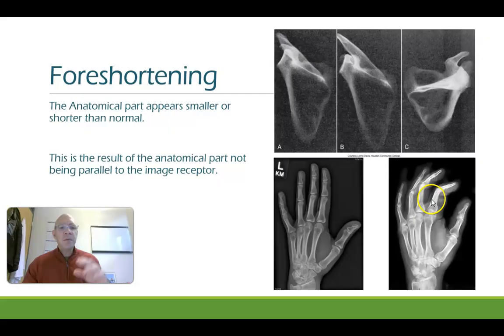So if you're the type of person who just does their oblique hand and their fingers are curled and they're going down towards the plate, you're going to foreshorten the distal ends of those fingertips. It doesn't look like much, but it's enough to throw it off. You're not getting a true representation of it. So that's what foreshortening is. Just remember, you have a perpendicular beam, but you've angled the body part to the plate. And so you are then going to get foreshortening with that.